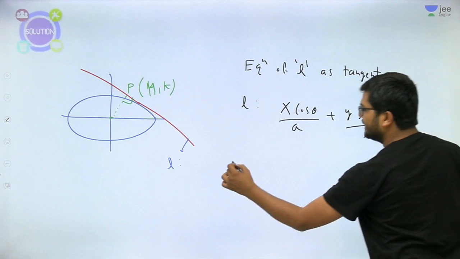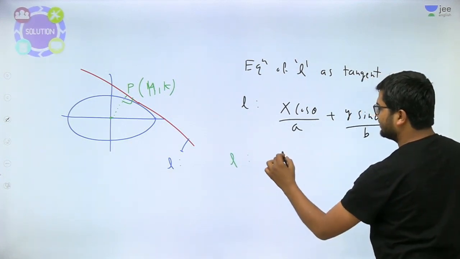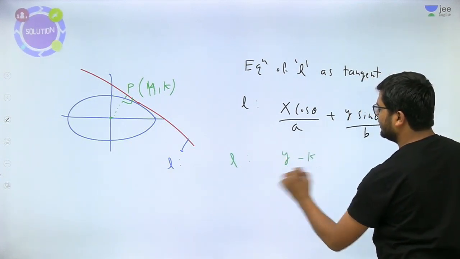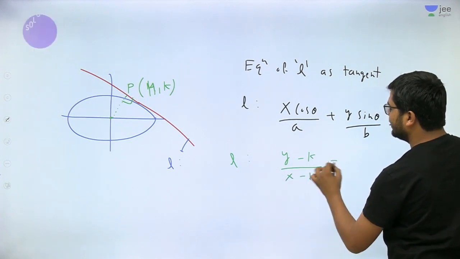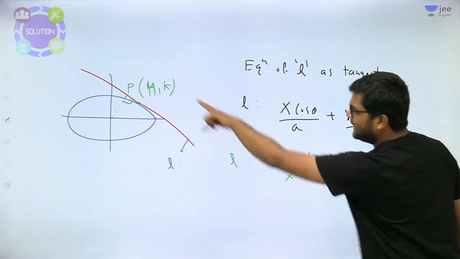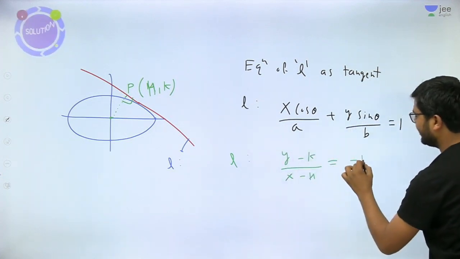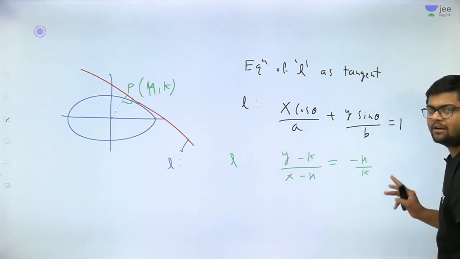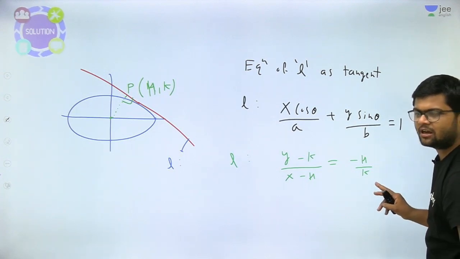Now equation of line L from second perspective, that is y minus k upon x minus h is equal to, it is passing through k comma h, and this red line has the slope of minus h upon k. I hope everybody has understood how I solved it.